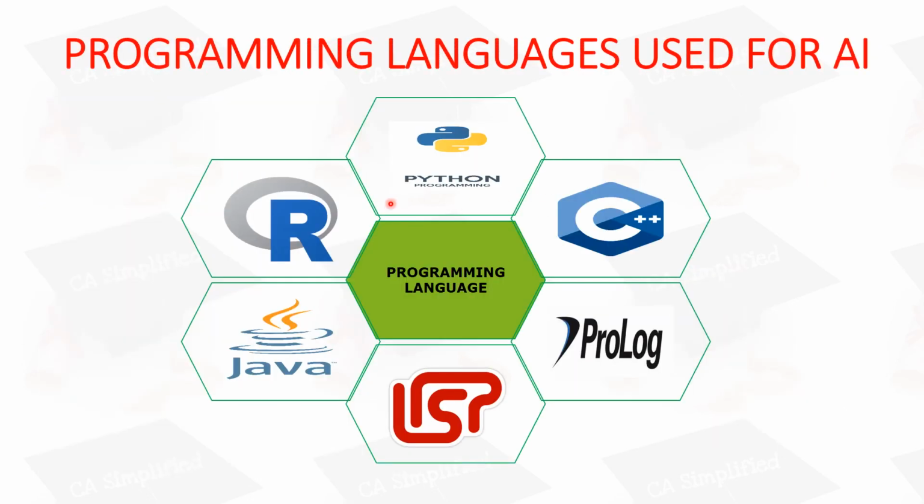Now I have listed down certain programming languages used in artificial intelligence. These are again not an exhaustive list. Amongst these, LISP was the first one, which was used by John McCarthy, who is the father of artificial intelligence. Others are Java, Prolog, C++, and Python. At present, Python is widely used across the globe.